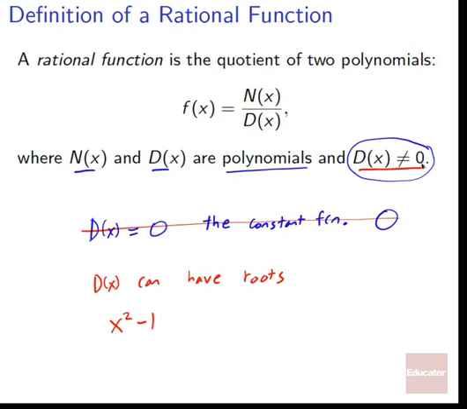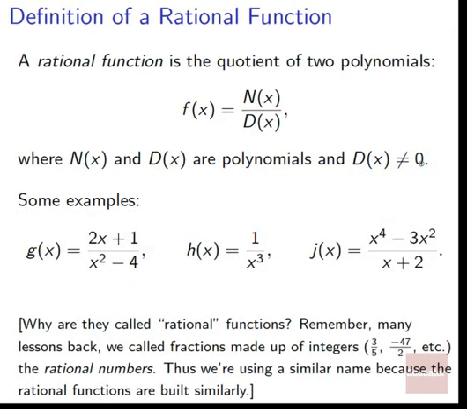That would be bad. All right, so some examples: g of x equals 2x plus 1 over x squared minus 4, or 1 over x cubed, or x to the 4th minus 3x squared over x plus 2. In all of these cases, we've got a polynomial divided by a polynomial. Simple as that. You might wonder, why are they called rational functions? What's so rational about them?